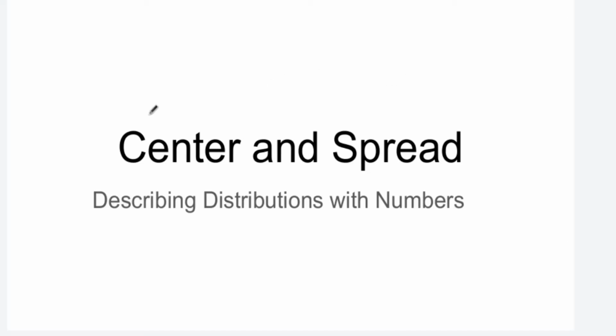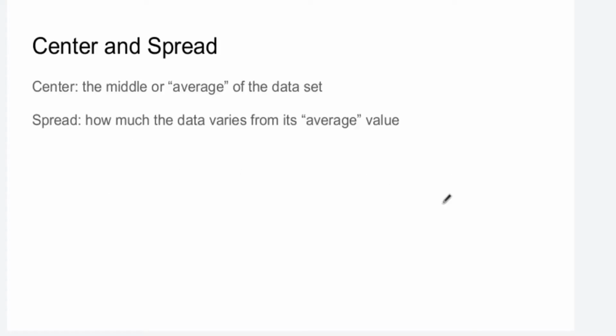In the previous videos, we looked at ways of describing data with visualization tools like the bar chart, the pie chart, and the histogram. In this episode of our screencast, we're going to be looking at ways to describe distributions using numbers. And the two things we want to describe principally are center, also called central tendency, and spread. Center is a measure of the middle or average of the data set, what is a typical value, and spread is how much the data varies from its average value.